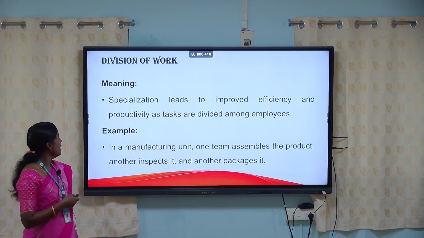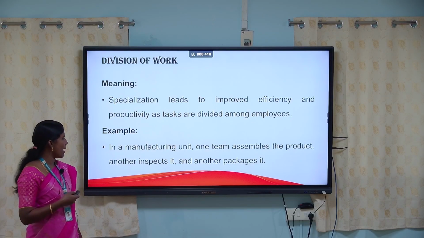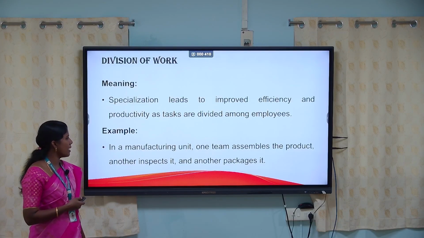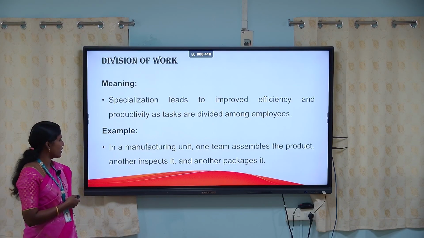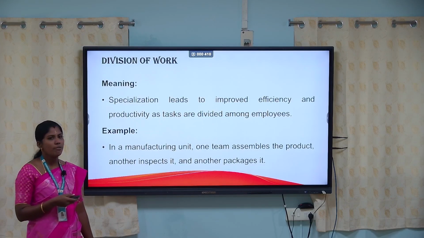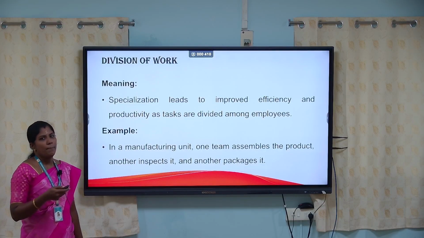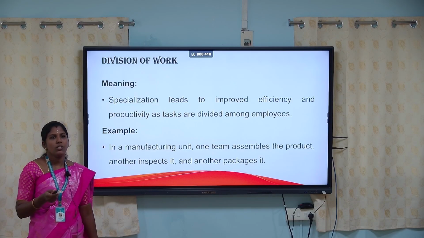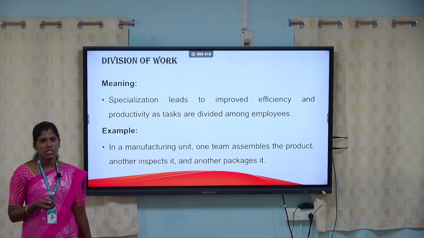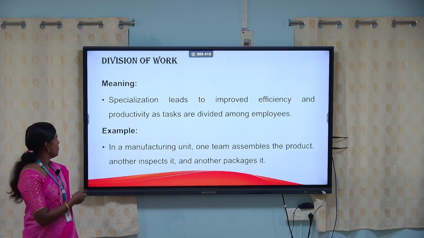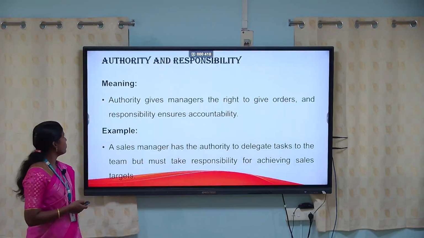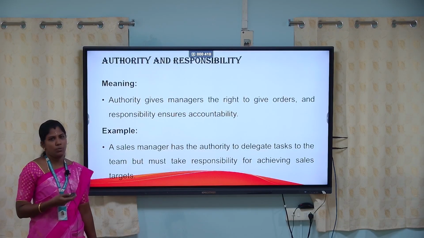Then an example is, in a manufacturing unit, one team assembles the product, another inspects it and another packages it. The work is divided among different persons, and only then are they achieving the goals in the fastest way. Okay, then the next one is authority and responsibility.